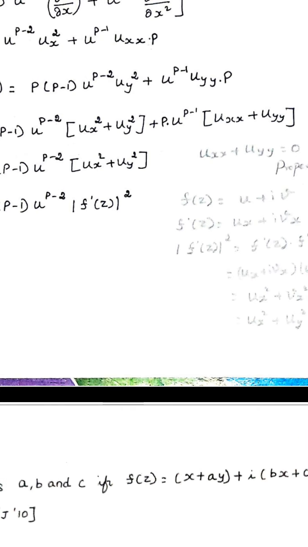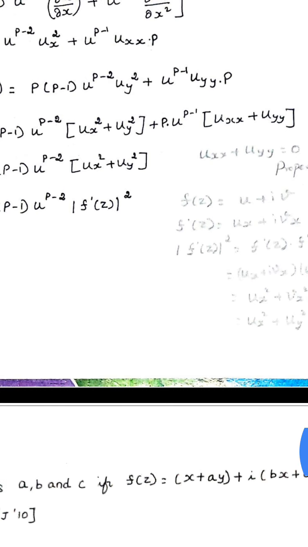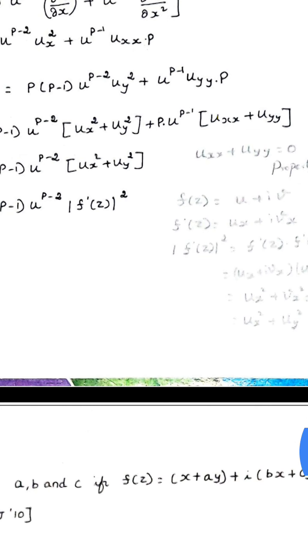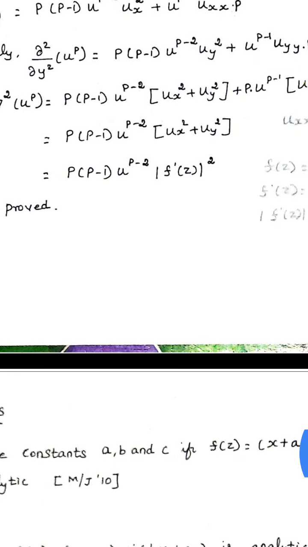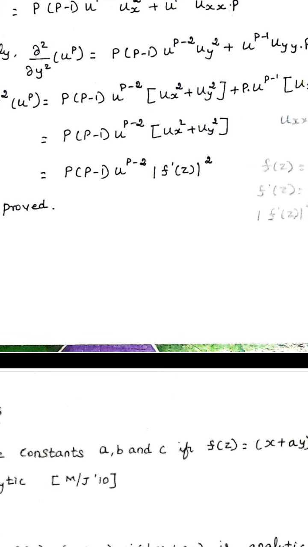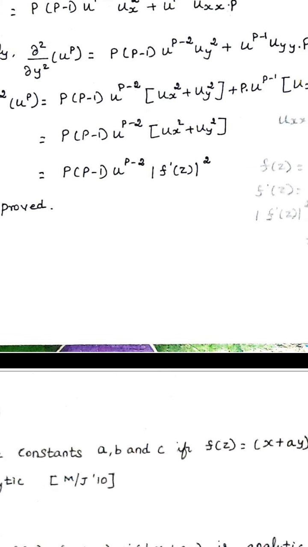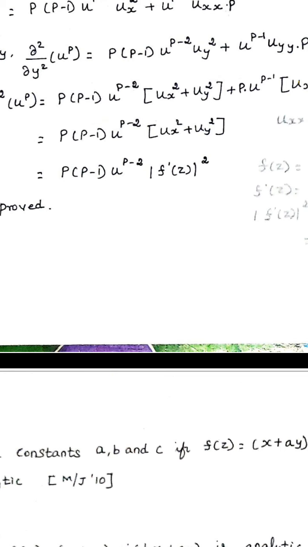Here uxx plus uyy is nothing but the Laplace equation, and it is already given that the function is analytic. So we can use property number 3 and write it as 0. So the second term fully becomes 0. Now I am writing the first term only. What is my first term? P into p minus 1 into u power p minus 2 into ux square plus uy square.